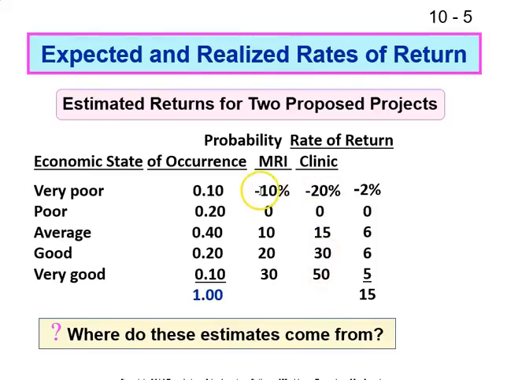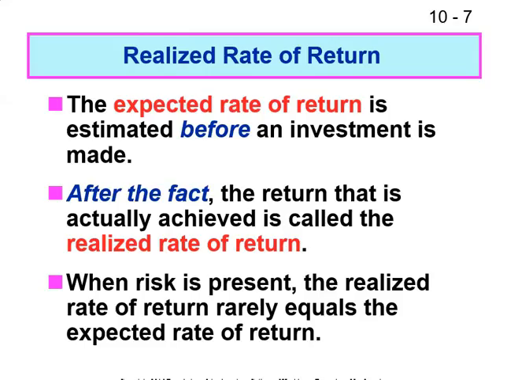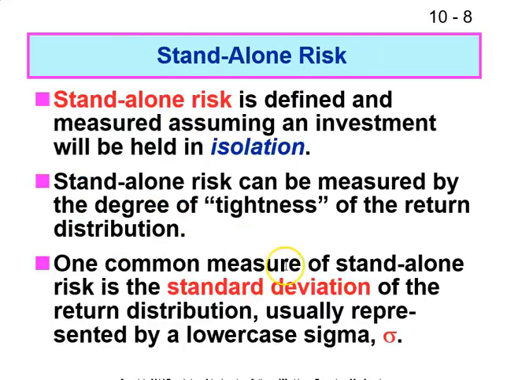Or imagine if this was, let's pick on the MRI clinic, a negative 2%, and then a 0, and then a negative 2, or a positive 2, a positive 3, positive 5. That would be very tight, very tight. Not a lot of degree of separation around an expected return rate. So you've got to think about that as well. And that is where we talk about the standalone risk, and how it's measuring that tightness of that return.